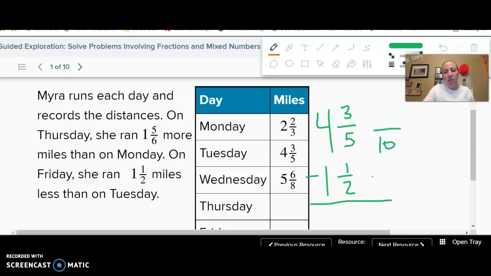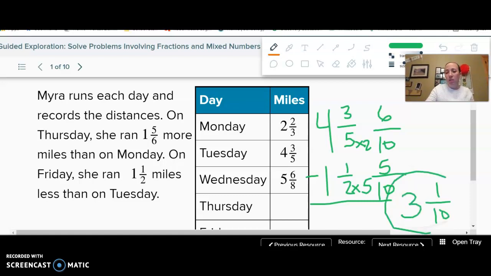So I'm going to use 10 and 10. This is times 2, so I get 6, and this is times 5, so I get 5. This one I don't have to borrow. 6/10 minus 5/10 is just 1/10. 4 minus 1 is 3. So 3 1/10 on Friday is what we're doing for that one.